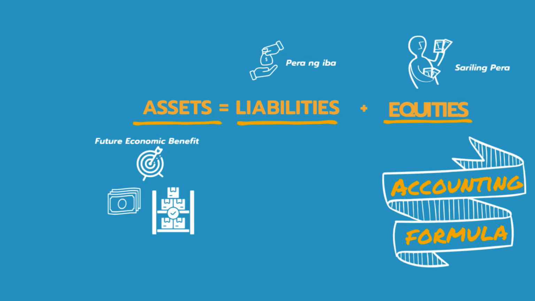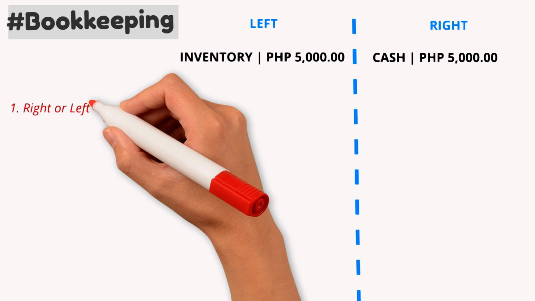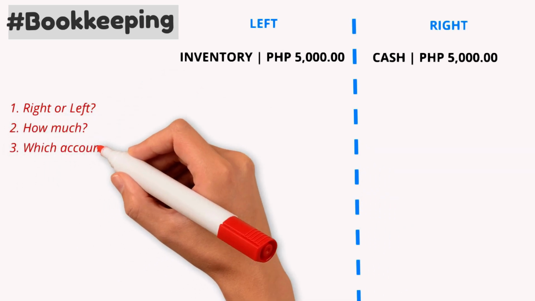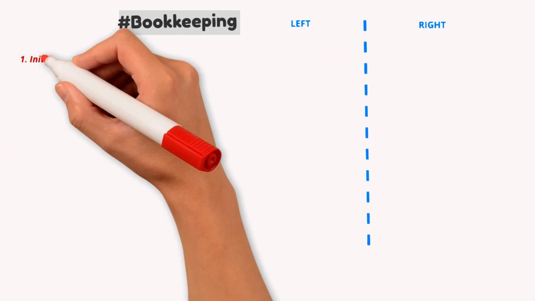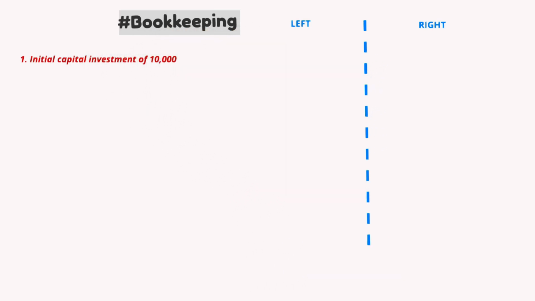There are 3 things to note on journal entries. Number 1, pupunta ba ito sa right side or left side? Number 2, how much? And number 3, under which account? Simulan natin sa financing activity. For this transaction, infuse own money worth 10,000 to business. Papaano mo ito ilalagay sa iyong journal entry?